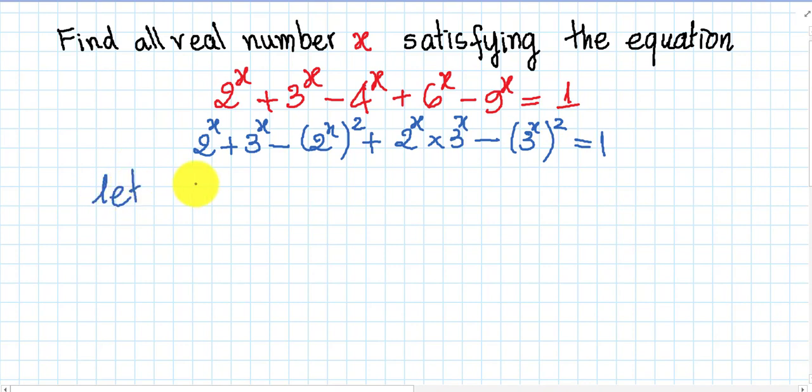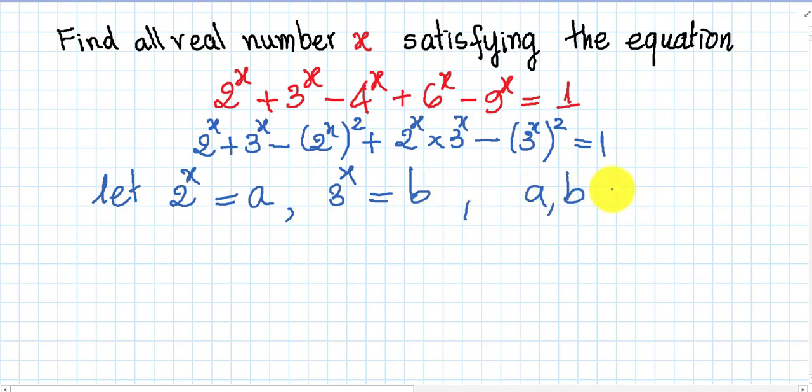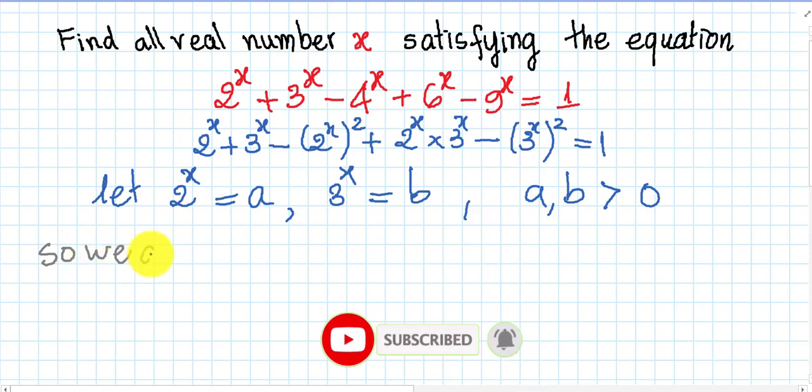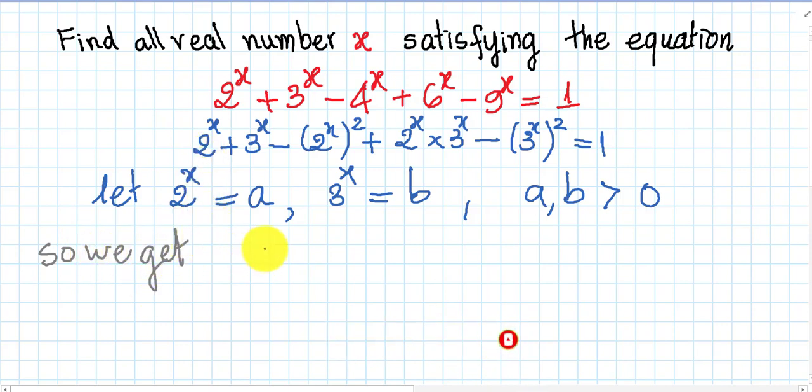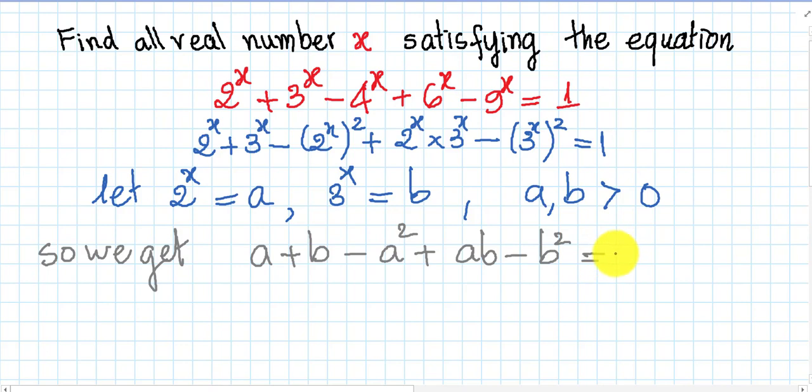Let 2 power x equal a, and 3 power x equal b, that a, b are positive numbers. So we get a plus b minus a squared plus ab minus b squared equal 1.